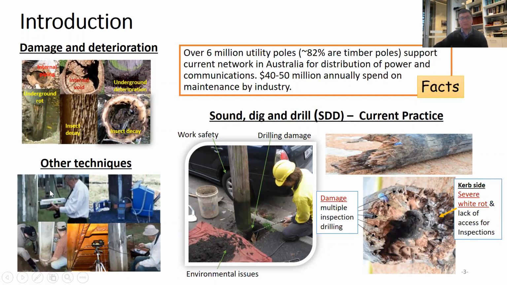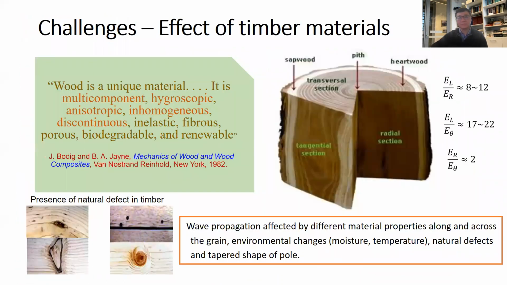There is no shortage of new techniques being developed, but none of them so far is reliable and efficient. So what are the challenges? Why are we in a situation like this? I think the main problem first comes from the material itself. Timber, as you can see here, is multi-component, hygroscopic, anisotropic, inhomogeneous, and discontinuous. Those are the big enemy for engineers, and particularly for structural engineers.